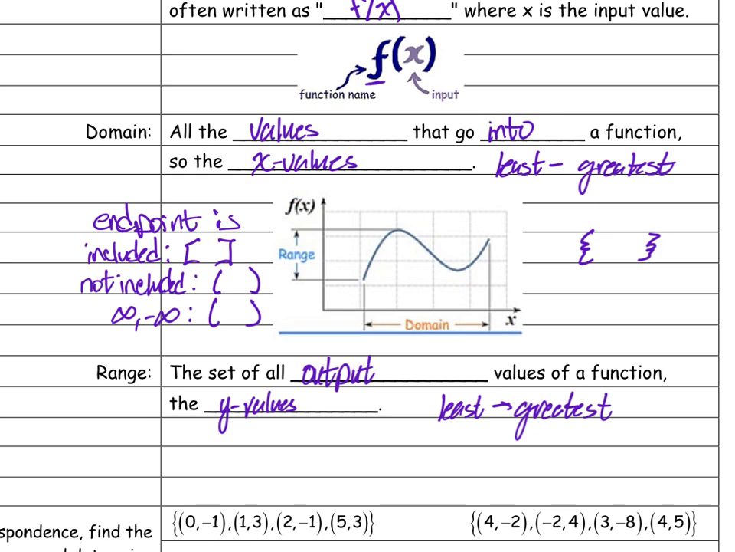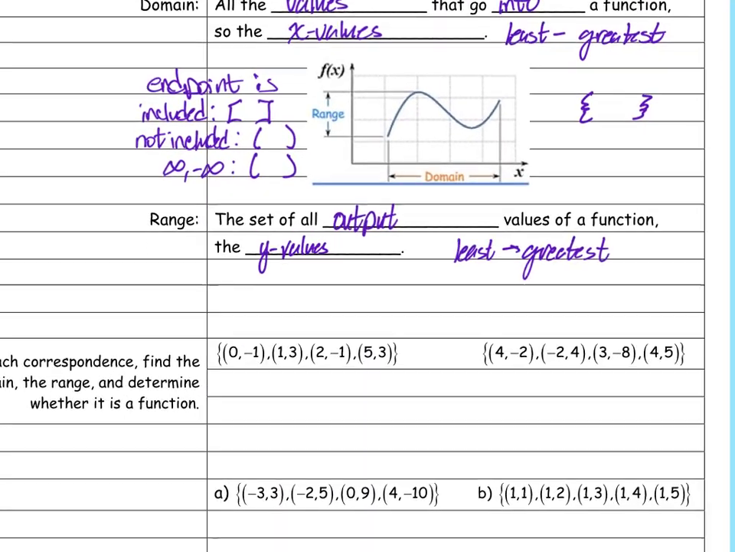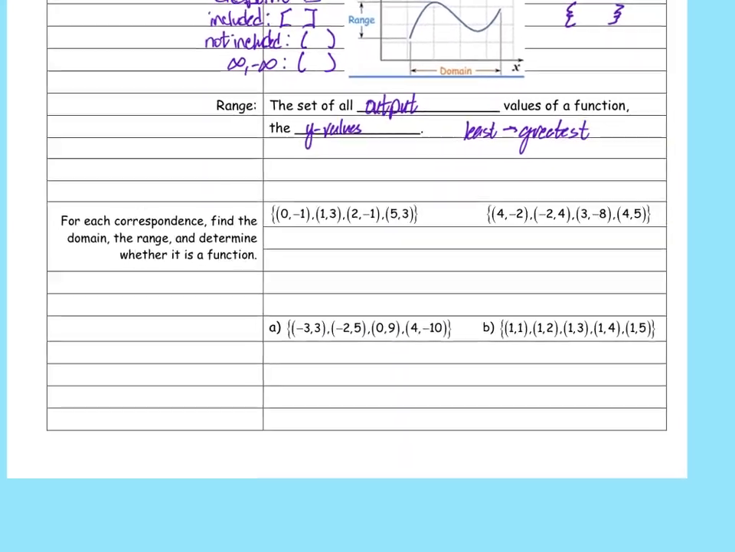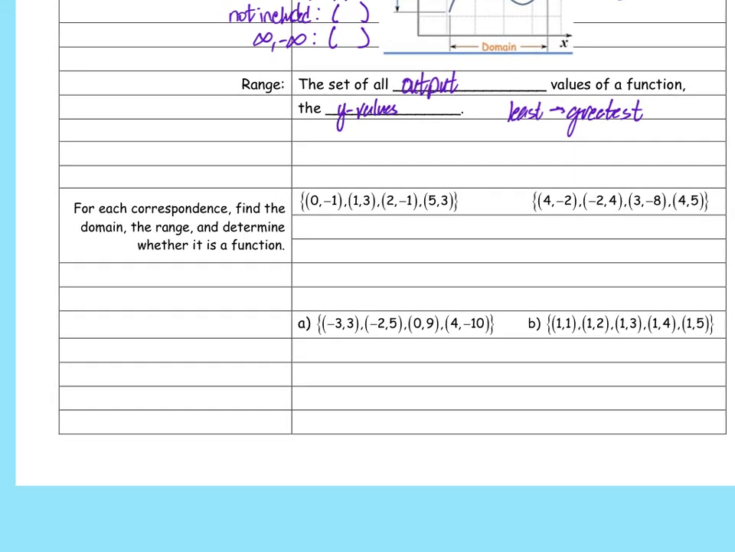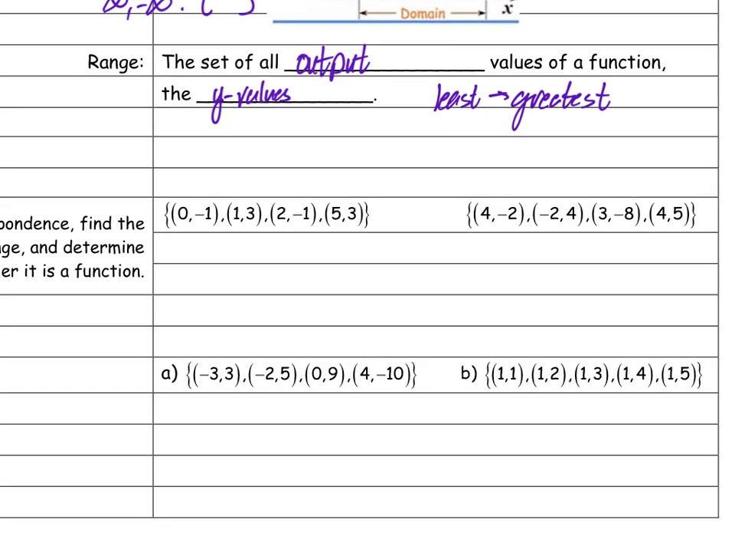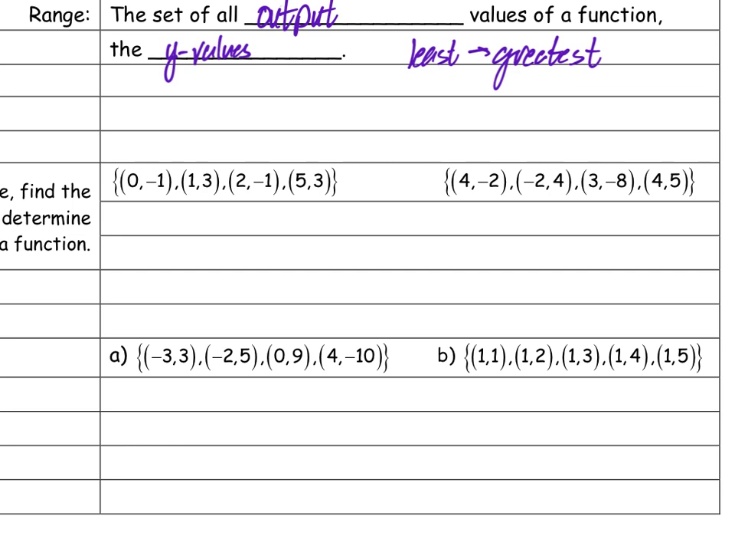Okay, so now we're just going to do this next part. It says, for each correspondence, find the domain and range and determine whether it is a function. So we're going to find the domain and range and then say if it's a function or not. For the first one, the domain is all the x values. So if I just do the x values here, and they're in order from least to greatest, and it's a point, I'm going to use my set notation.